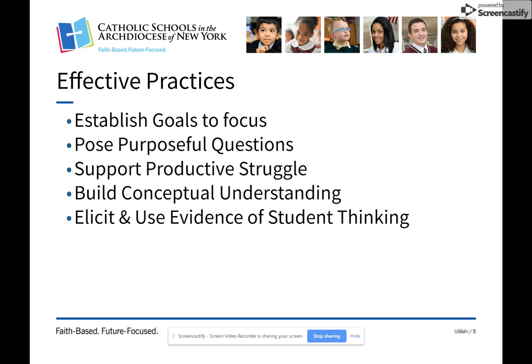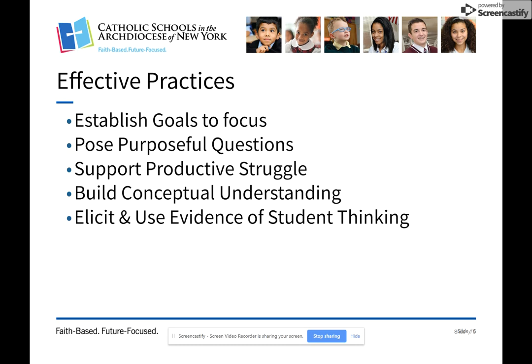So let's talk about these effective practices that we need to have overall that are especially important when we're looking at small group instruction. Obviously, these goals are things that we keep in mind during our pedagogy all the time, but they become really important when children are working either independently or in small groups.